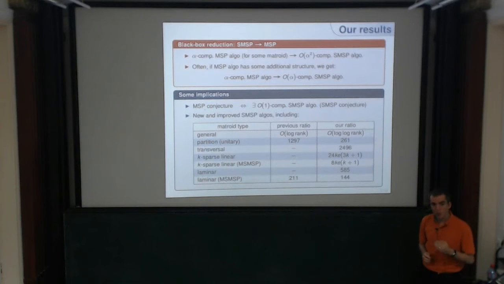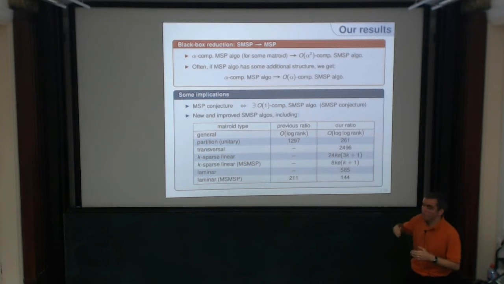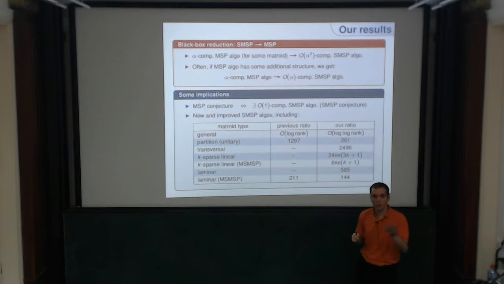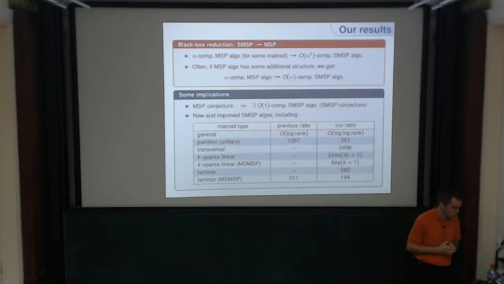So our main result is a black box reduction. If you give me an algorithm that is alpha competitive for the matroid secretary problem on some particular class of matroids, some fixed matroid, then I can transform this in a black box way, not knowing anything about that algorithm, into an O(alpha squared) competitive algorithm for the submodular matroid secretary problem. And actually, very often we can even get from alpha to an O(alpha) competitive algorithm using some more insights, but that is not completely black box anymore. So the black box result is really from alpha to alpha squared.